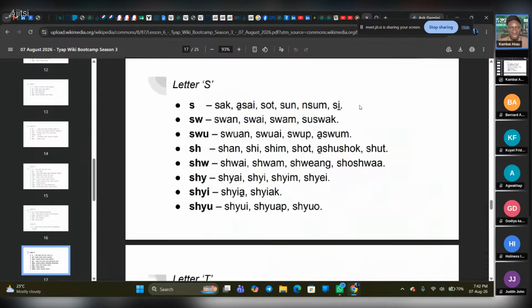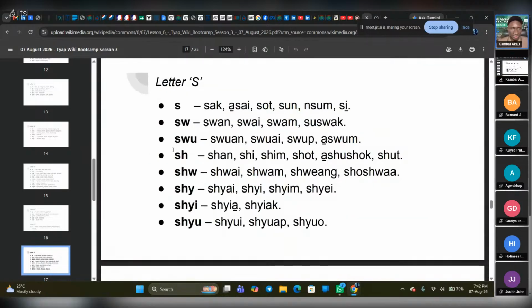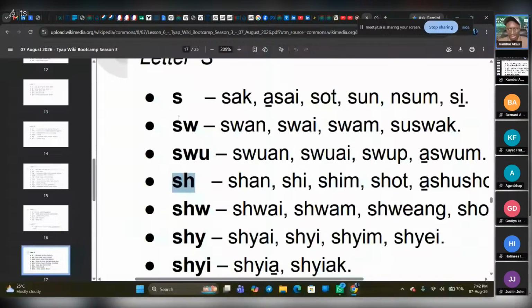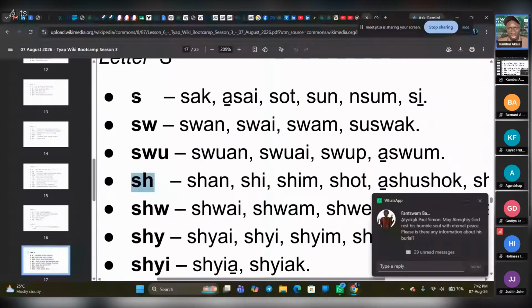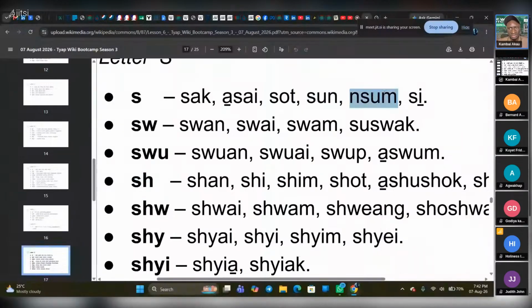Then we have letter S, and we have these two sounds, the S sound and then the sh sound, and each of them have variant forms under letter S. And under the pure S sound, we have examples such as sak, sai, swat, shun, nshum, and s. And then we have the labial form of the s sound. Examples, we have swan, swai, swam, and then suswak.